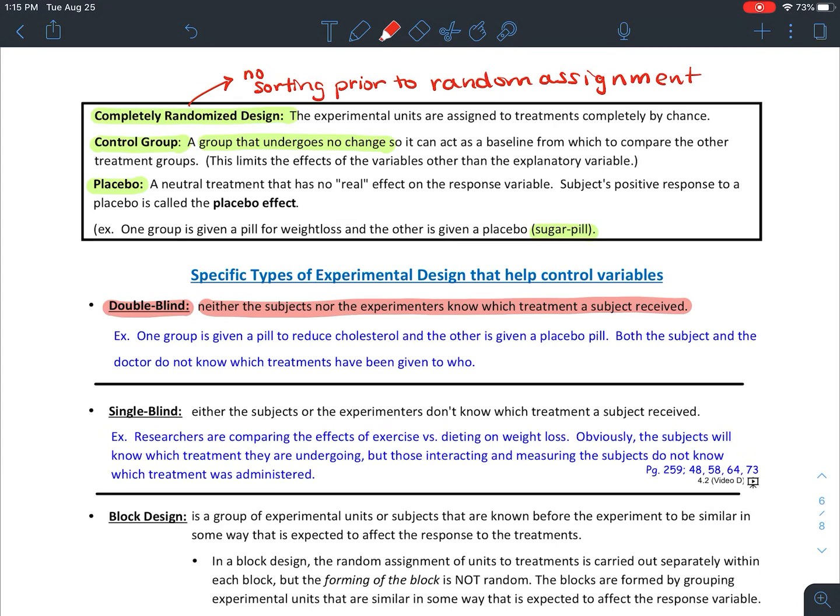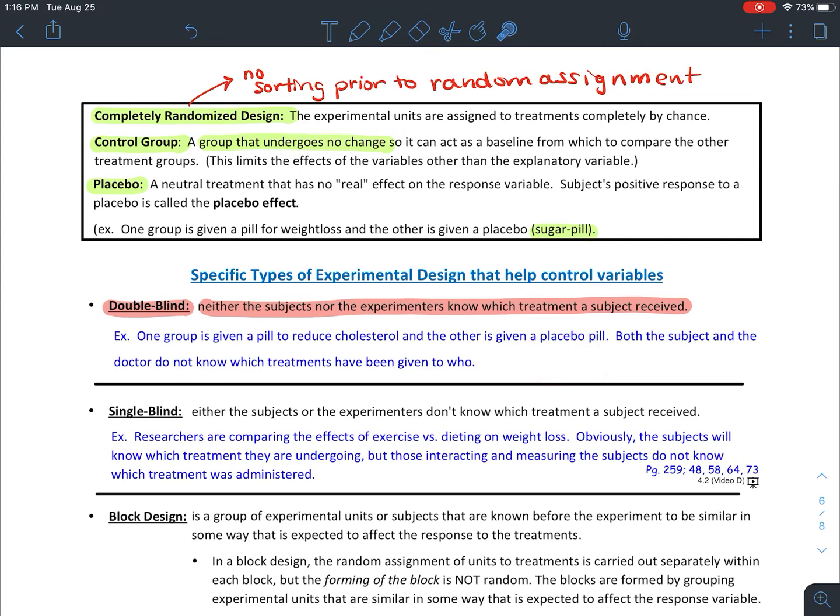Now, it is very important that someone knows what treatment people were receiving. Otherwise, you can't properly analyze the results. So, for example, let's say that one group is given a pill to reduce cholesterol. Let's say the other group is just given a placebo pill. Both the subject and the doctor might not know which treatment was given to who, okay? And the benefit of a double-blind experiment is it eliminates the doctor from just any outside influences that would impact anything as he's analyzing the cholesterol results or anything like that.